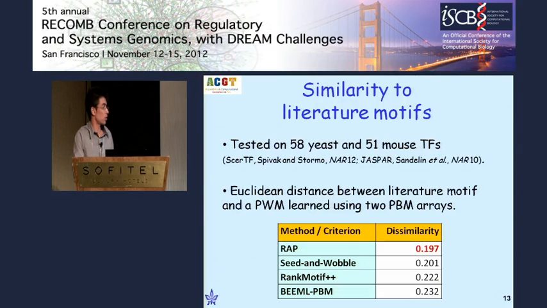Here we show the averages. This is followed closely by seed and wobble. And rank motif and BML PBM both produce motifs that are less similar, and they have higher dissimilarity values.